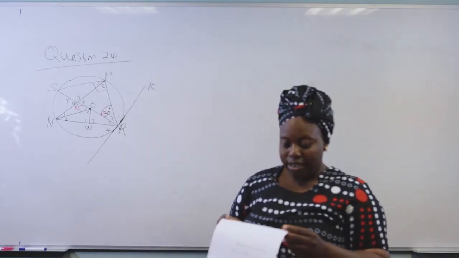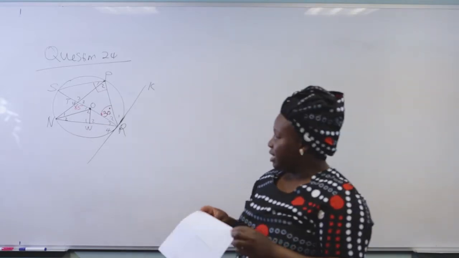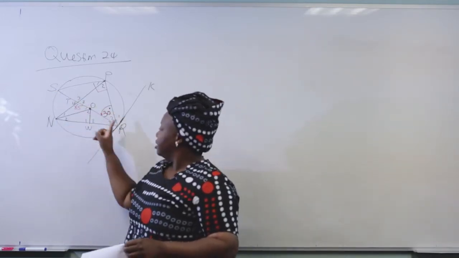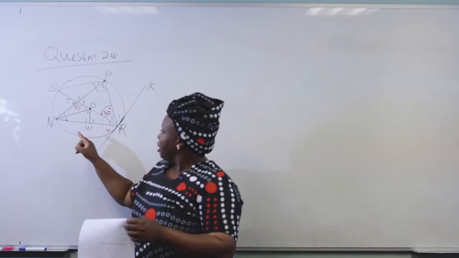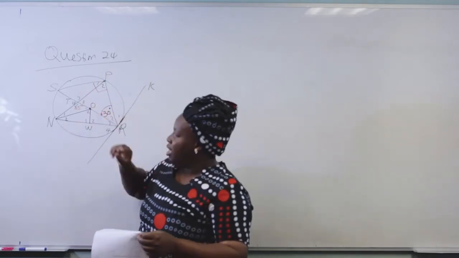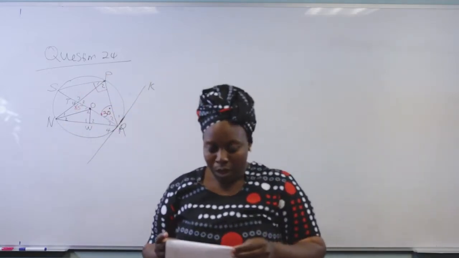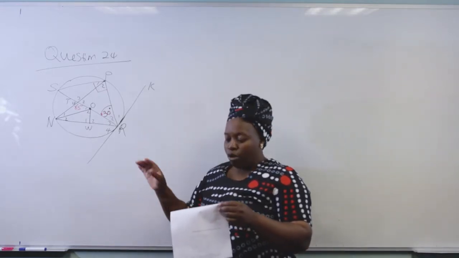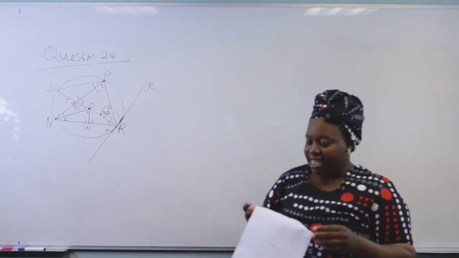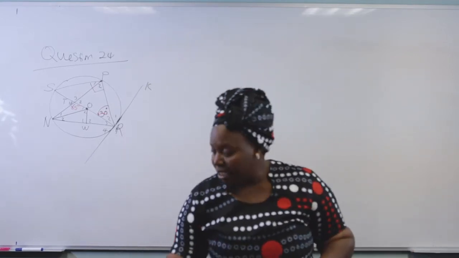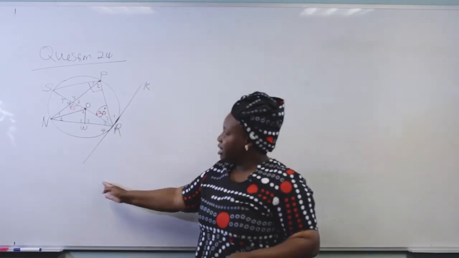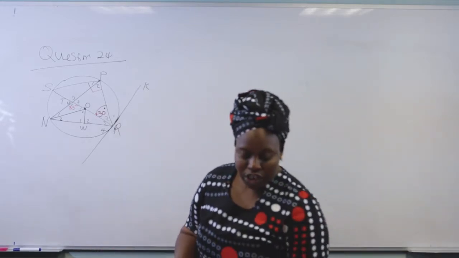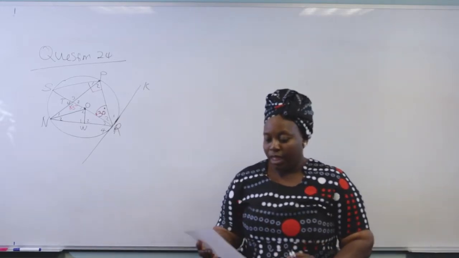Okay, SR is a chord and NP intersect. So NP is intersecting with SR at T. They are meeting there. Okay, R2 is 30, it's labeled. T1 is 85, also labeled. And RK is a tangent. So we can see that this is our tangent, and there are many things that we can say about the tangent. So let's go to the questions and see what the question is saying.